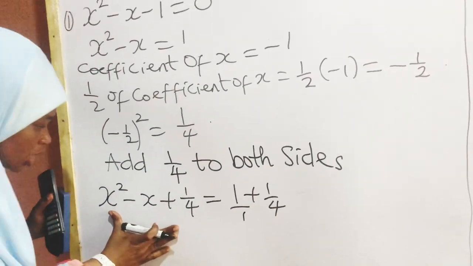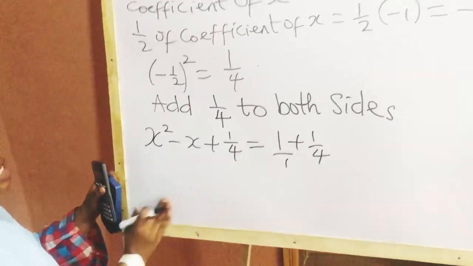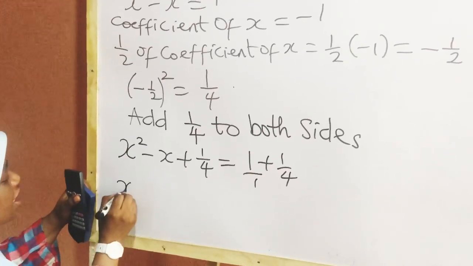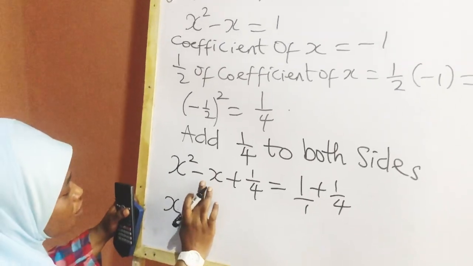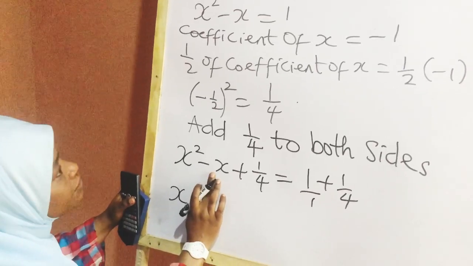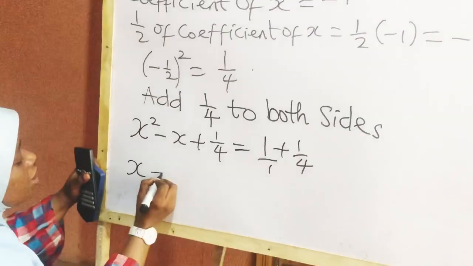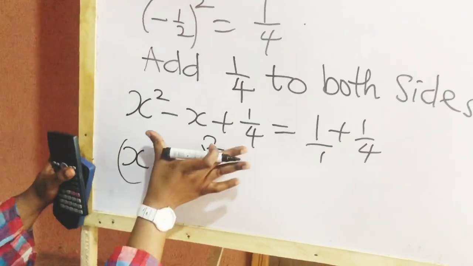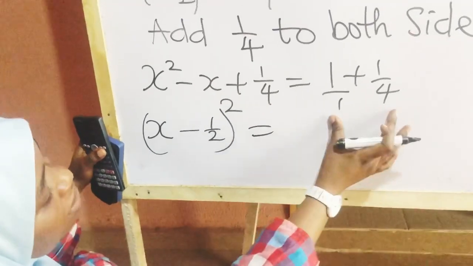So here, this can now give us a perfect square. I told you that we want to write a quadratic expression as a perfect square. You just take x, then half of the coefficient of x, which is minus 1 over 2. You write that here, then you square it. If you expand this, it gives you this expression: x squared minus x plus 1 over 4. Then you are going to simplify this one.